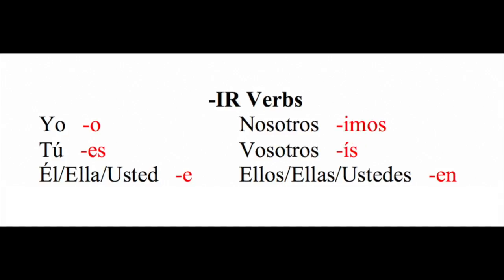And last but not least, here's our chart for IR verbs. An example IR verb that I'm going to use is vivir. So we would say yo vivo, tú vives, él/ella/usted vive, nosotros vivimos, vosotros vivís, and ellos, ellas, ustedes viven.